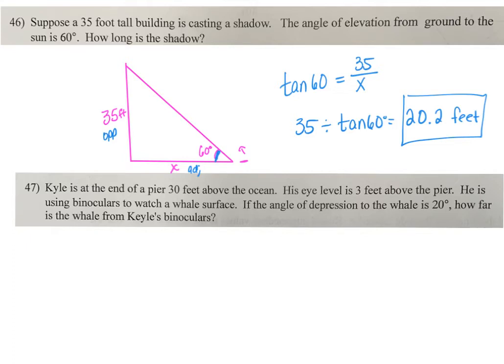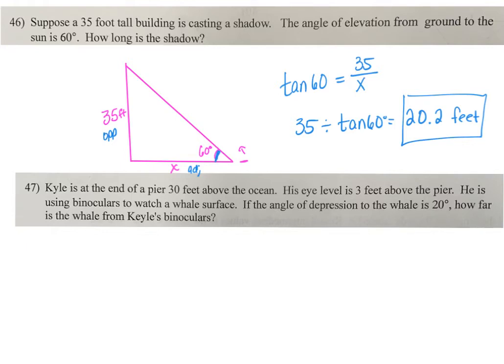All right, we'll also look at 47. Kyle is at the end of a pier 30 feet above the ocean. His eye level is 3 feet above the pier. He is using binoculars to watch a whale surface. If the angle of depression to the whale is 20 degrees, how far is the whale from Kyle's binoculars?